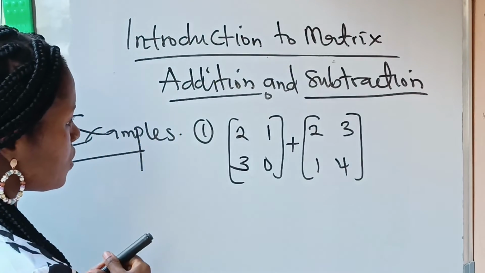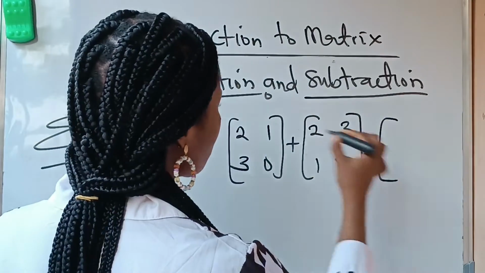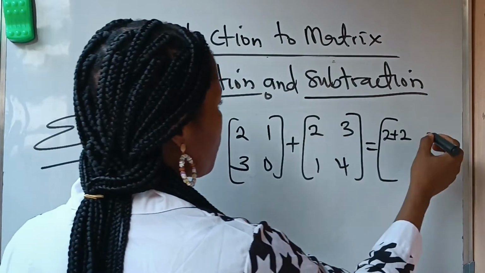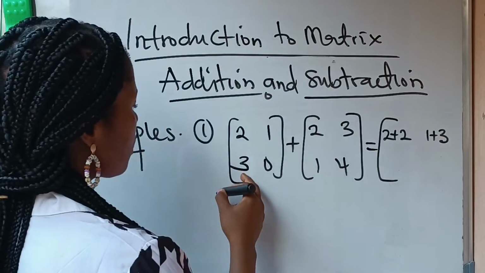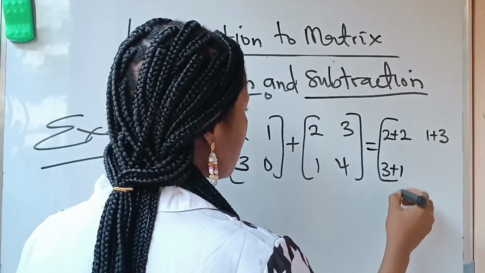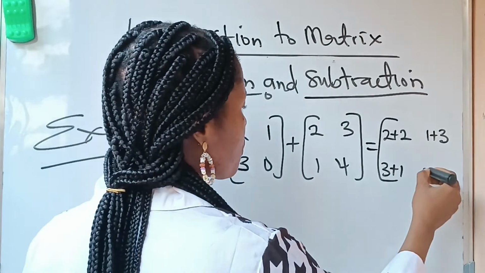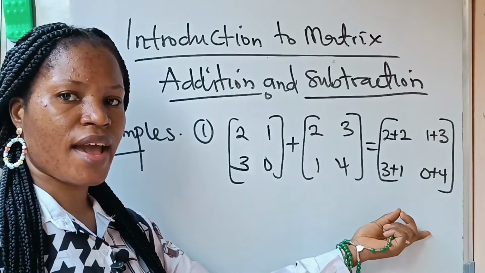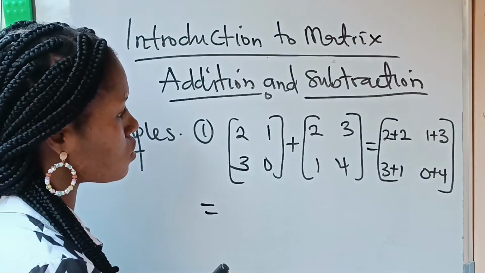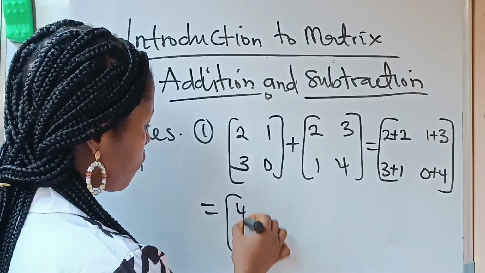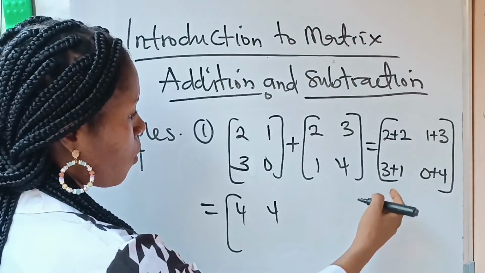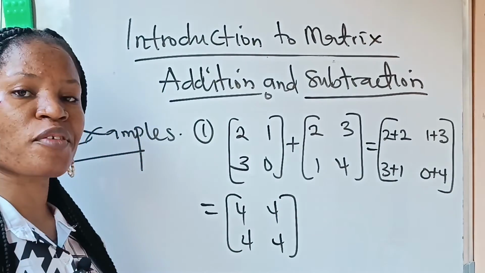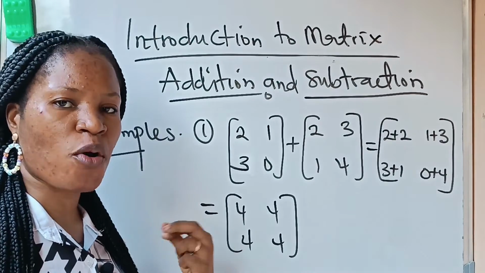Now let's go ahead and do this. So this will be equal to 2 plus 2, 1 plus 3, 3 plus 1, 0 plus 4. I believe you understood this. Let's get the final result. 2 plus 2 will give us 4. 1 plus 3 will give us 4. 3 plus 1 will give us 4. And 0 plus 4 will give us 4. Wow, this one gave us 4, 4, 4, 4 all through.